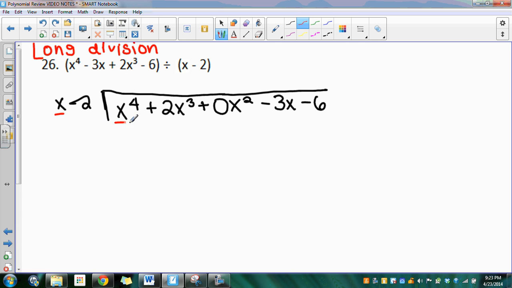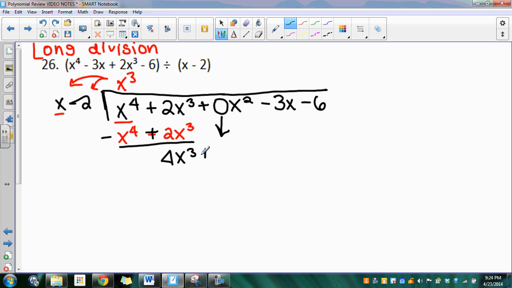To turn an x into x to the fourth, we have to multiply by x cubed, then work backwards, multiply x cubed by both of these terms out here. You'll get x to the fourth minus 2x cubed. Switch the signs, and when you add up each of these, you're left with 4x cubed. Bring down the next term, our 0 term, and start over.